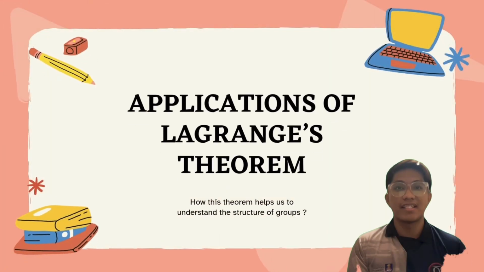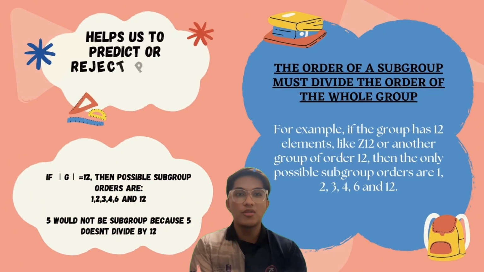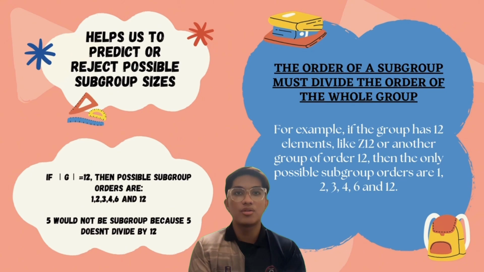Lastly, I will explain the applications of the Lagrange theorem, and how this theorem helps us understand the structure of groups. The first one is that the Lagrange theorem helps us predict or reject possible subgroup sizes. The order of a subgroup must divide the order of the whole group. For example, if the group has 12 elements, like Z12 or another group of order 12, then the only possible subgroup orders are 1, 2, 3, 4, 6 and 12. 5 would not be a subgroup order because 5 doesn't divide 12.